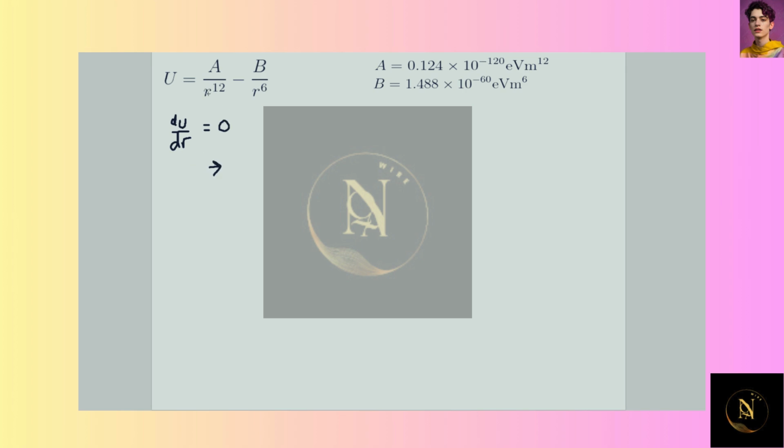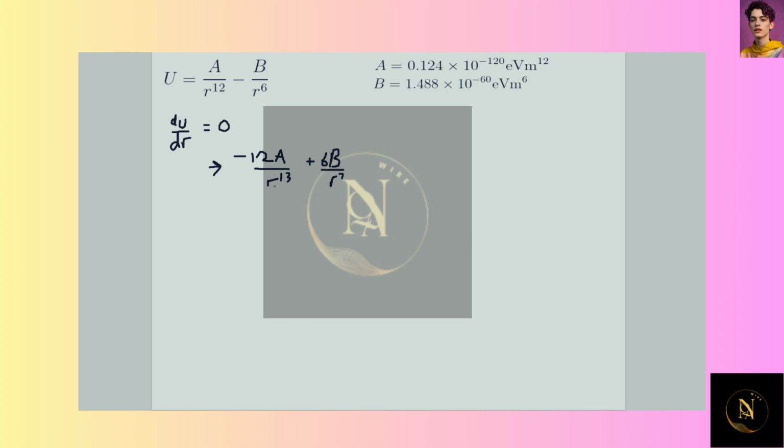While differentiating, we will decrease the power by 1 and multiply by the original power. Taking that to be A r to the minus 12, for example, we end up with minus 12A over r to the 13 plus 6B over r to the 7.